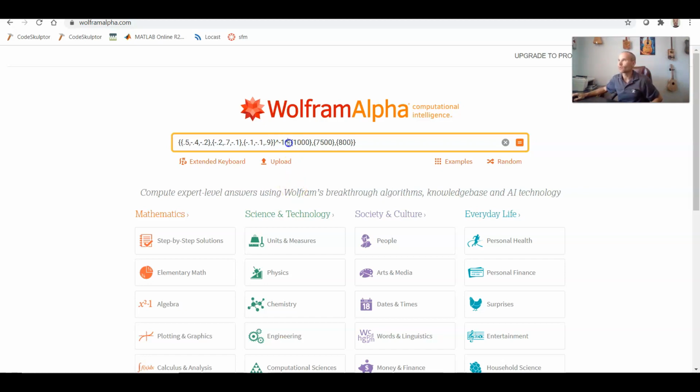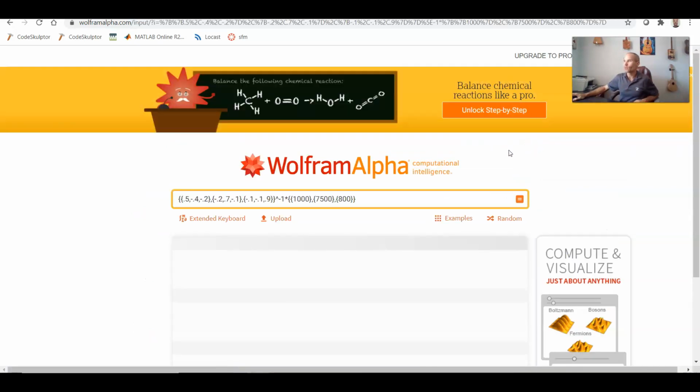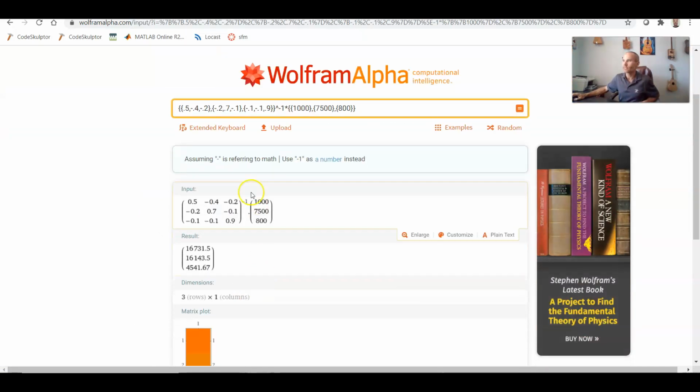To get a vector, what I have to do is create a matrix, and each row is only going to have one element in it. So the first row is just 1,000, the second element is 7,500, and then the third element is 800, and then we close our matrix. The easiest way to check is whenever you press the equals button, you can see whether it's interpreted your values correctly. So according to this, manufacturing will need to produce $16,731.50 of product. Now the final demand was only $1,000 worth, but there's a lot of consumption of manufacturing.